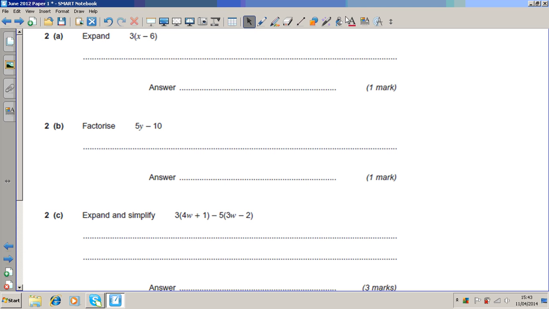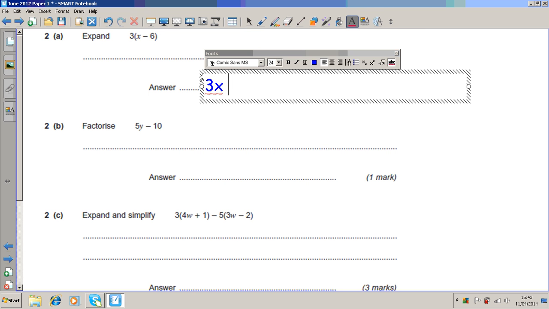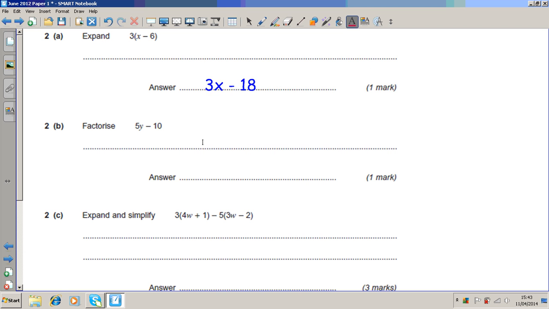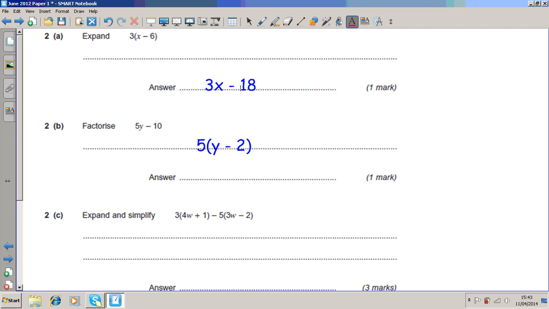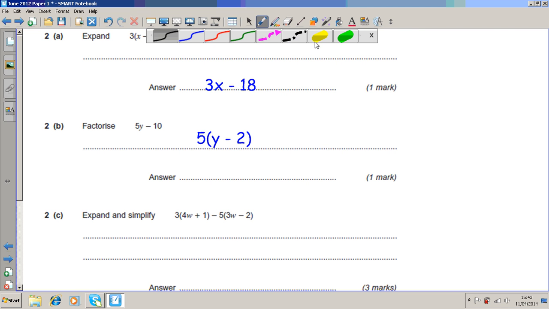Number 2, algebra. Rock on. So expand the brackets, 3x minus 18, hopefully. Factorise means to put into a bracket. So 5 goes into both. So 5 comes outside of the bracket, y minus 2 goes in it. So that whenever we were to multiply out that bracket, we'd get 5y minus 10. Again, 1 mark, but they come up a lot, so be sure to be able to do them. I will say this again, that minus sign there is what you need to be wary of, because they can be a bit tricky.